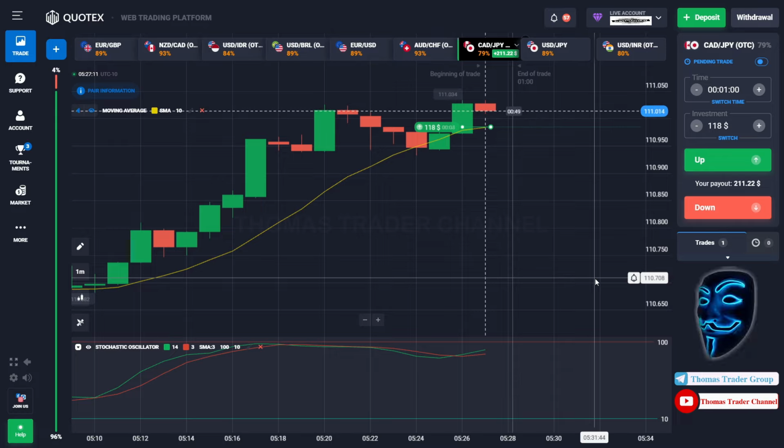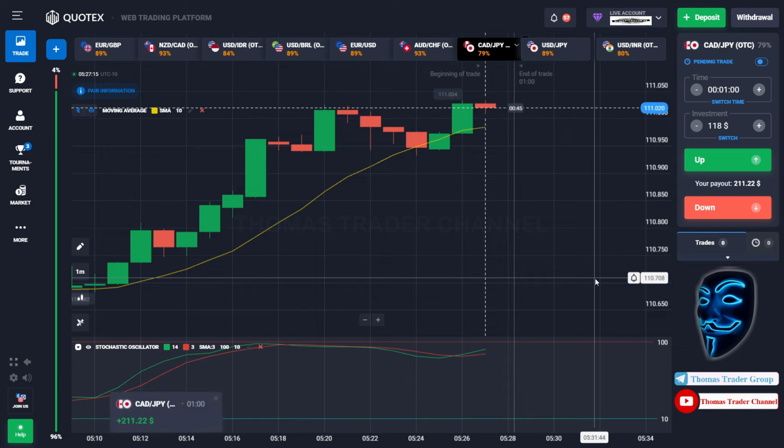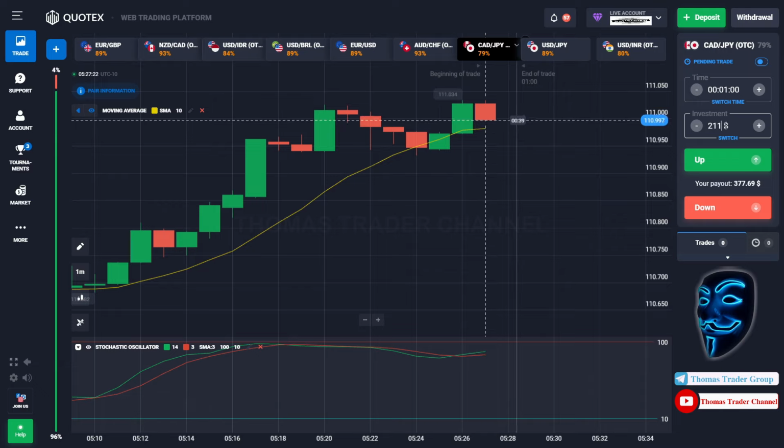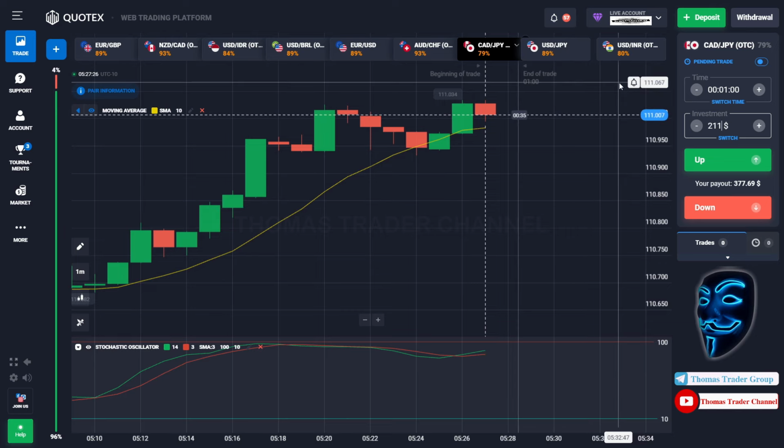We made a right prediction over here, we made a profit of $211. Let's change our investment into $211. Over here we still can open buy for 1 minute.